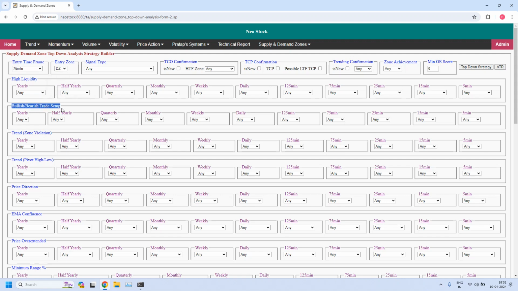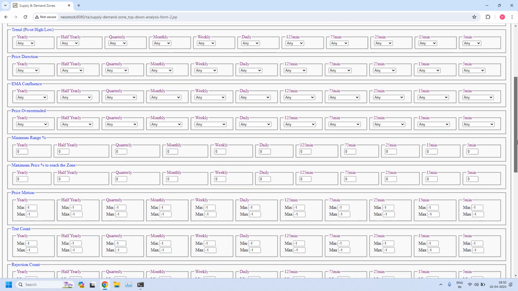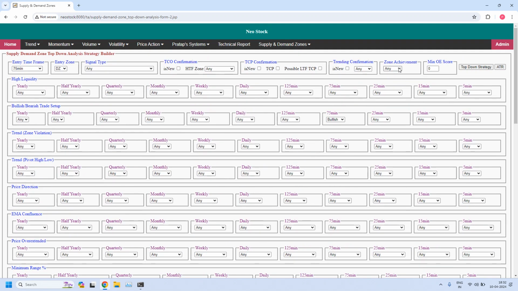In the bullish or bearish trade setup parameter, this time I am selecting 75 minutes time frame. There I am selecting bullish, and we have to set 3 filters. First filter, the pierced count should be 0 for 75 minutes time frame. So minimum value I am setting 0 and maximum value 0 indicates pierced count should be 0. And zone achievement should be violated opposing zone, and minimum odd enhancer score should be 12.